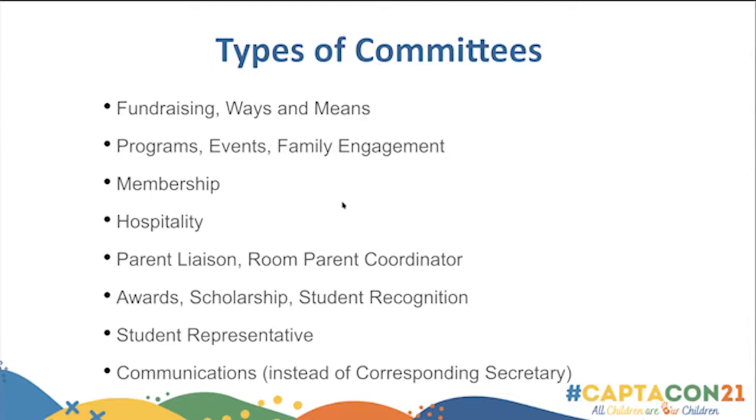Executive board meetings are held monthly and are open only to the officers, standing committee chairs, teacher representatives, and the principal. Your bylaws will list the members of your executive board. All of these officers must be members of your PTA.